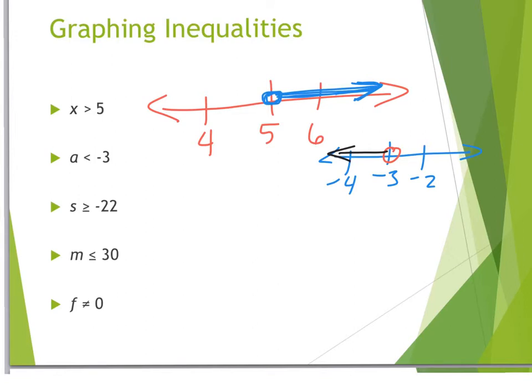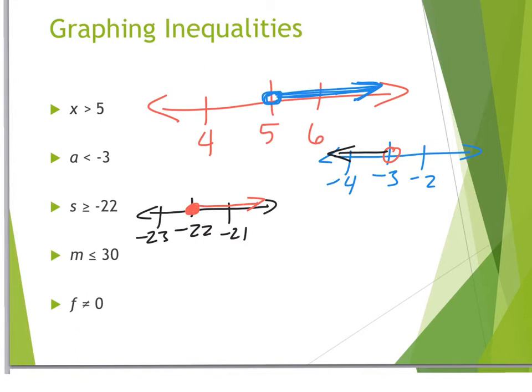Now I'm going to try to write smaller for this next one. s is greater than or equal to negative 22. So here's my number line. Here I have negative 22, negative 23, negative 21. This time there's an equals portion to the statement. So I fill in the dot at negative 22, and I do all the greater than numbers heading to the right. Okay?